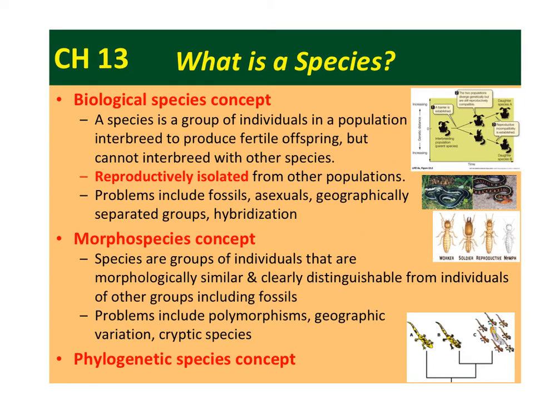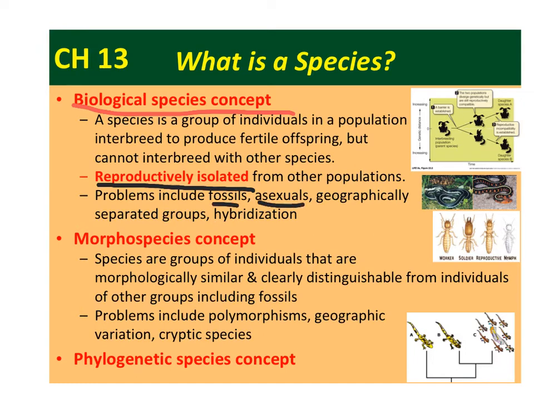The main one is that a species is a group of individuals. This is the biological species concept. In a population that interbreed and produce fertile offspring, but that cannot interbreed with individuals in other populations. Okay? That means the main thing is they're reproductively isolated. Now, there are problems with it, namely, we don't know about fossils. When we get fossils, can we tell if this organism in this fossil was able to interbreed with this fossil? We can't tell that.